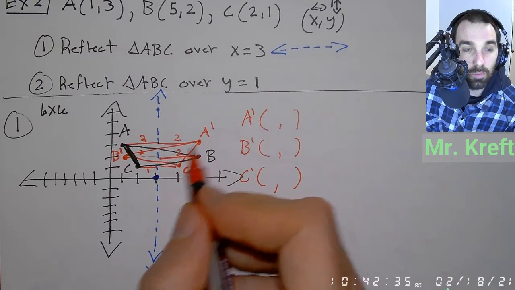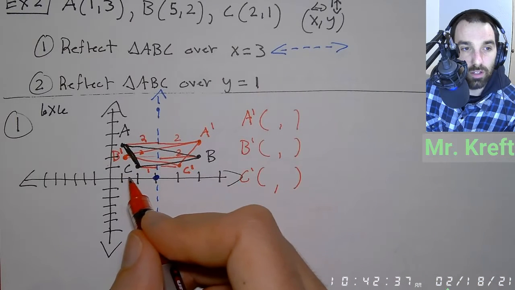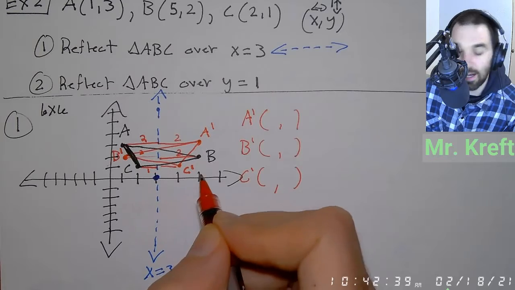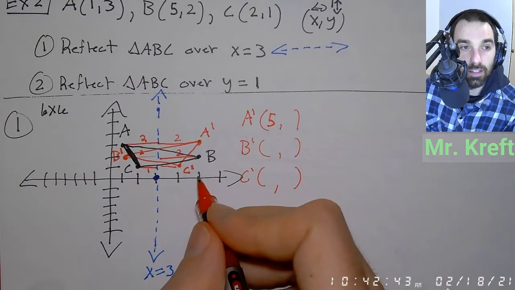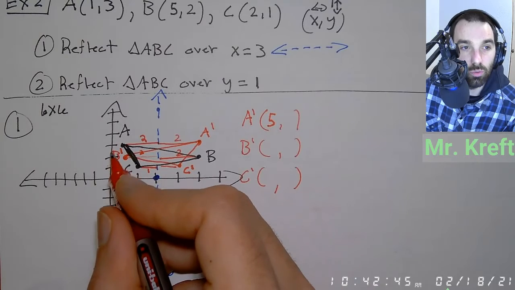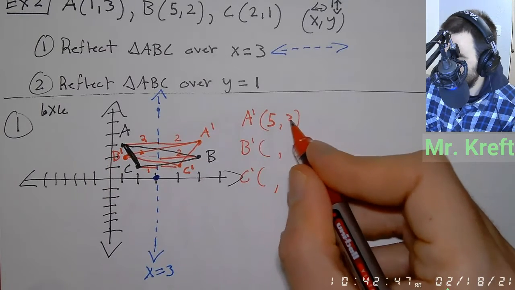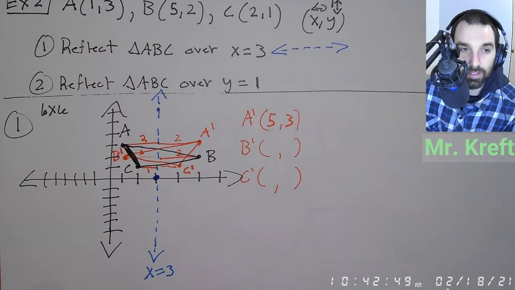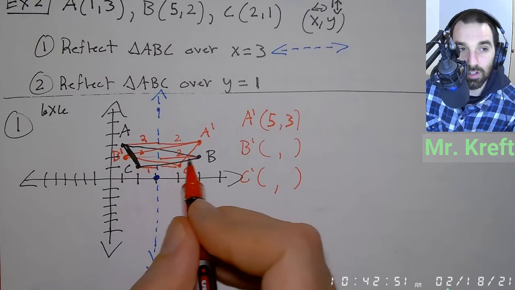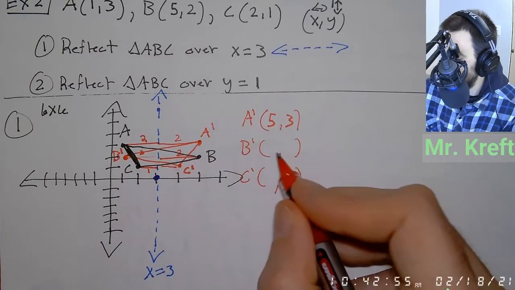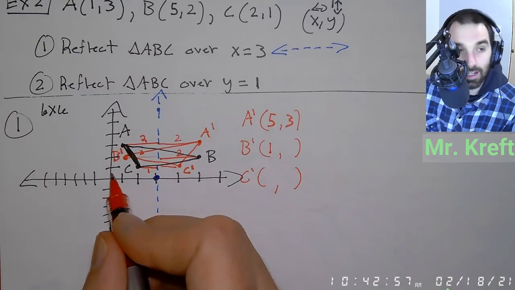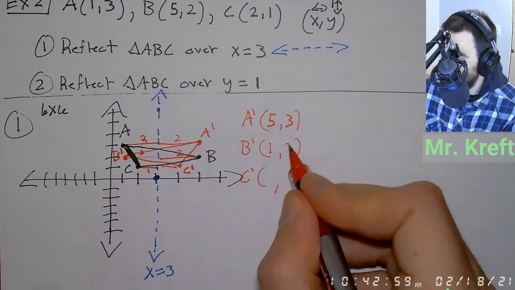Okay. So I take a look at A prime. A prime is to the right 1, 2, 3, 4, 5. Okay. And it's up how many? 1, 2, 3. Okay. And then I look at B prime. Remember not to do B. So B prime, it looks like it's right 1. And then it's up 1, 2.